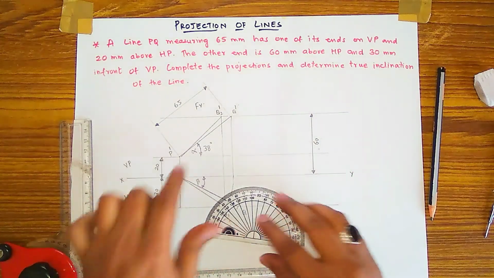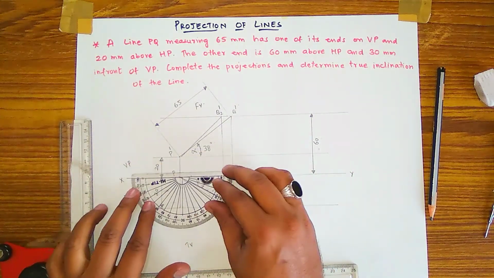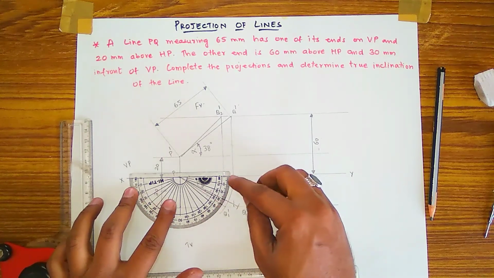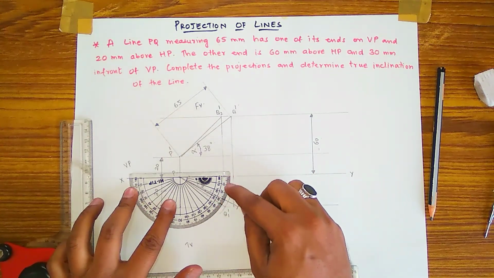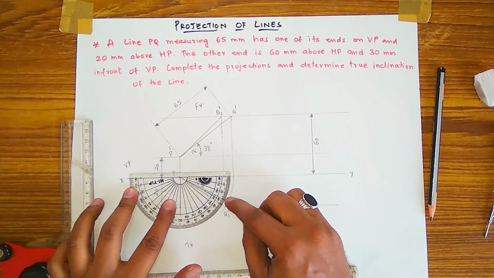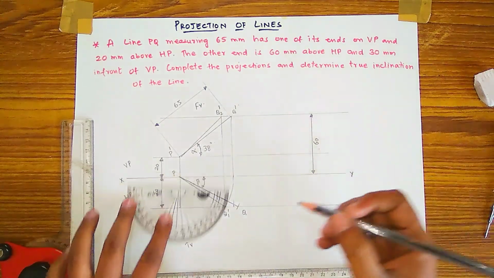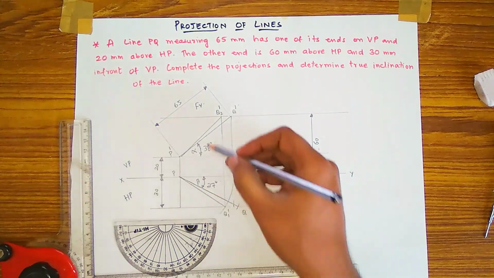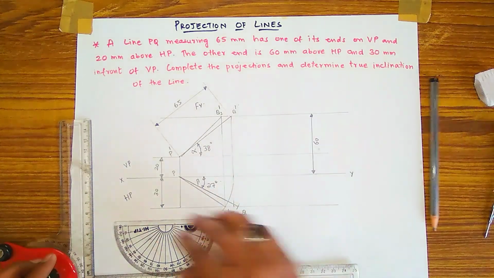Means the alpha angle is 38 degrees, and for beta you have to adjust your protractor like this and see how much you are getting: 10, 20, 25, 26, 27 degrees you are getting. So 27 degrees you have to show. This is the true inclination of this problem.